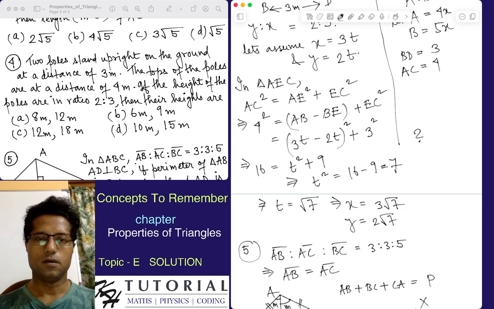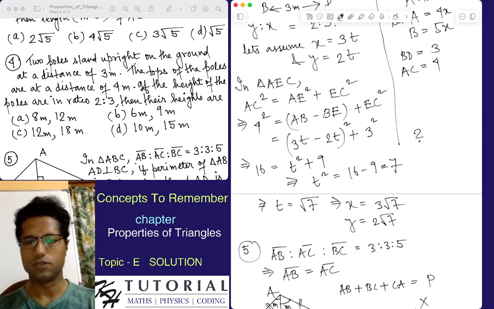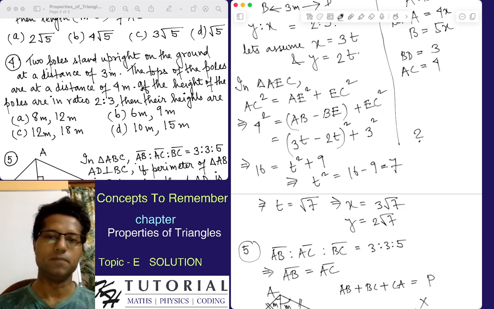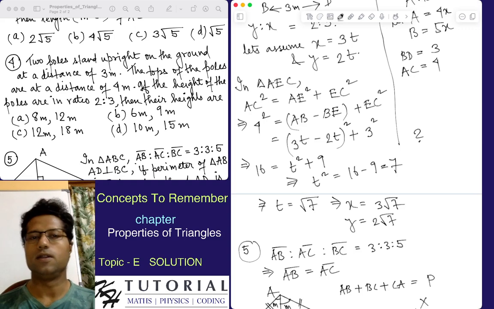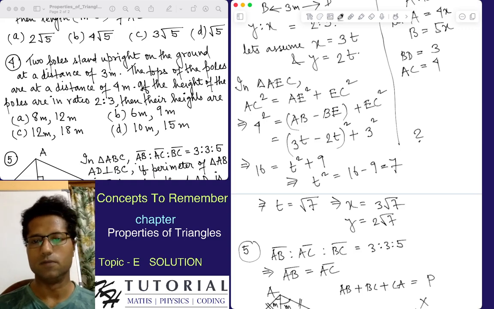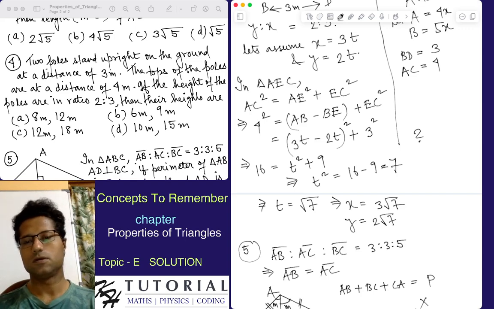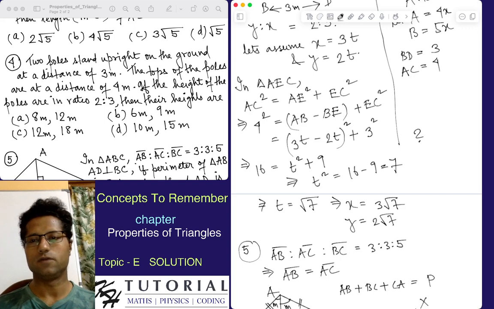So the concepts to remember for the chapter properties of triangles is complete. If you watch all the videos, topic A, B, C, D, E, and if you solve the sample problems, then I hope it will give you a good foundation on the concepts of the chapter properties of triangle.